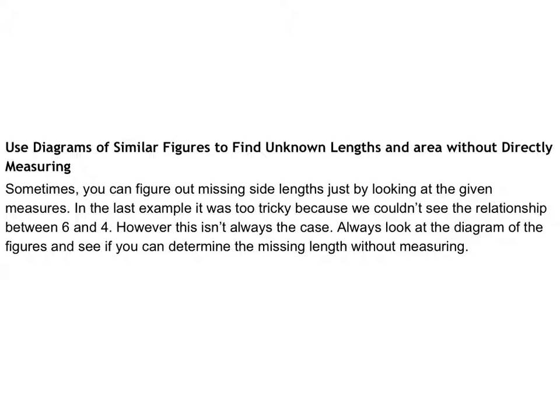Sometimes you can figure out the missing side lengths by looking at the given measures. In the last example, it was too tricky because we couldn't see the relationship between 6 and 4. However, this isn't always the case. Always look at the diagram of the figures to see if you can determine the missing length without measuring.